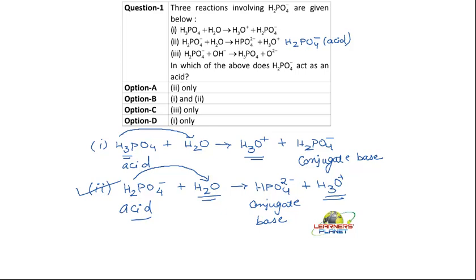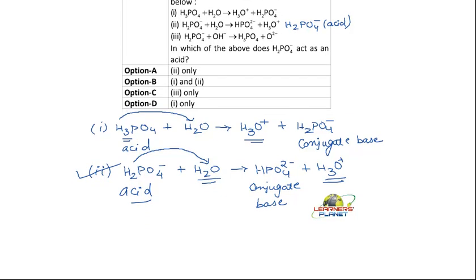Now let's take up the third option. In any case, in the first option H2PO4 minus is not acting as an acid. It is acting as an acid in the second one, right? Your answer is the second only. But I'll work out the third also, because only one option is correct.